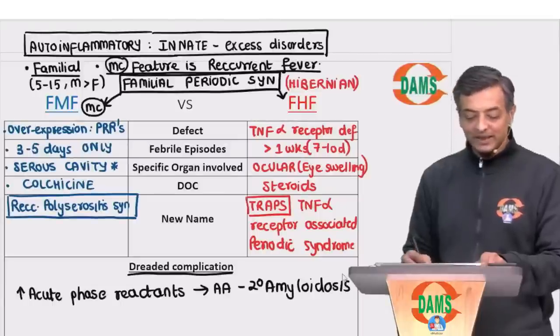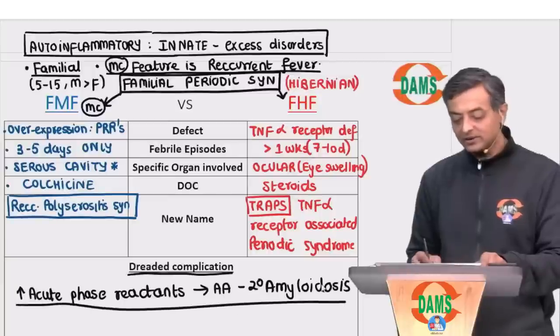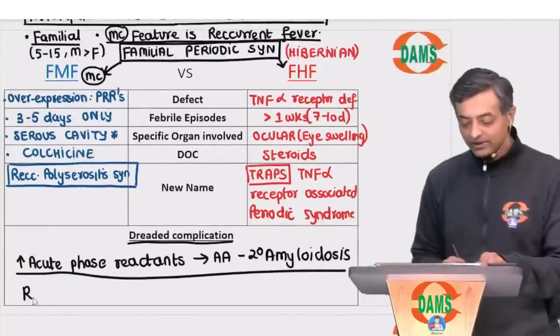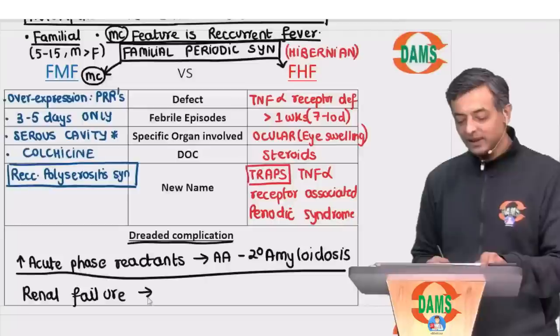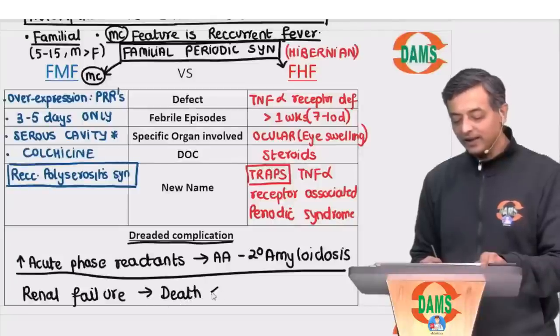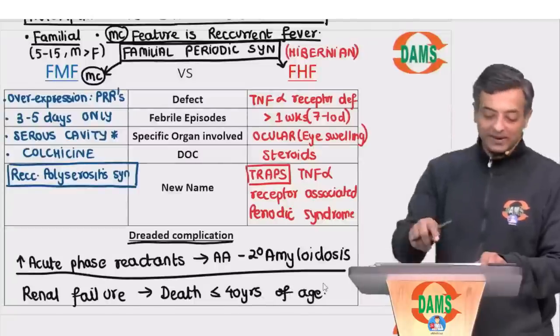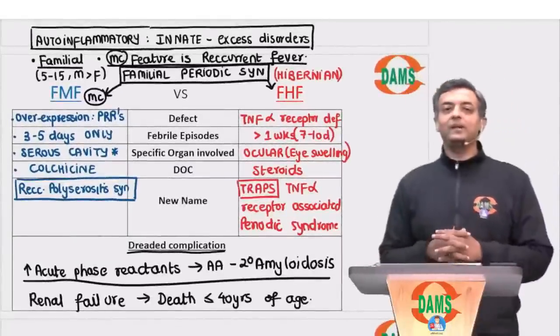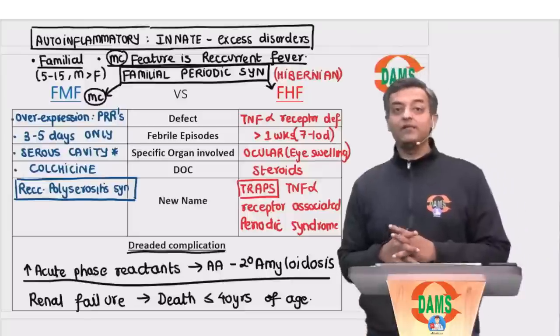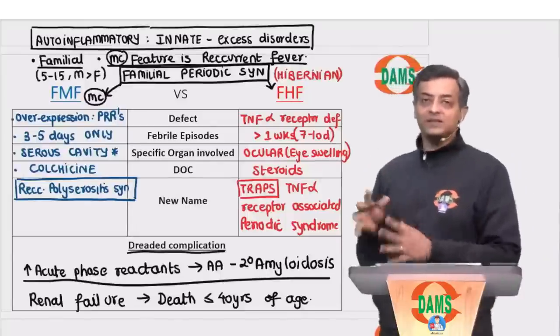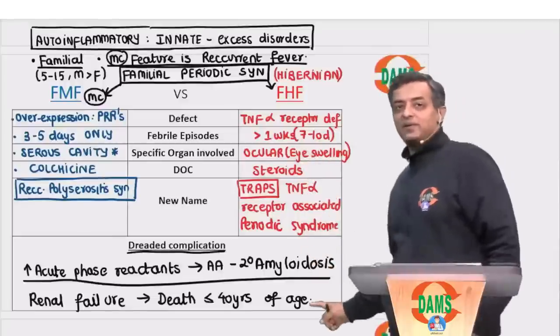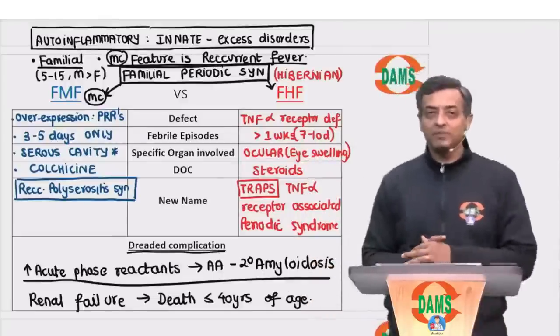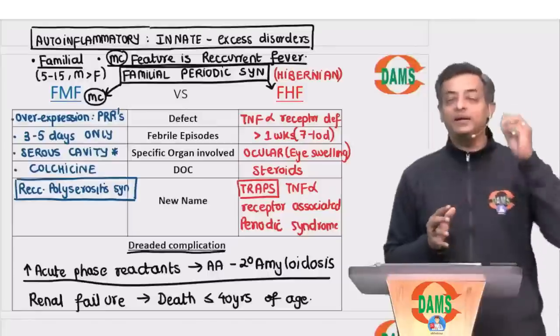AA type of secondary amyloidosis causes renal failure, which is the most common cause of death before 40 years of age. That is why it is important to know about the disease. Even though rare in practice, it is common in MCQ, and we should not miss it in practice, because if you miss it, the patient will die before 40 due to kidney failure. So, an important group, autoinflammatory disorders.